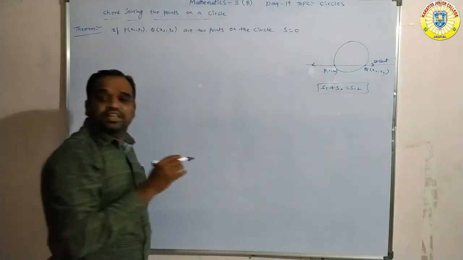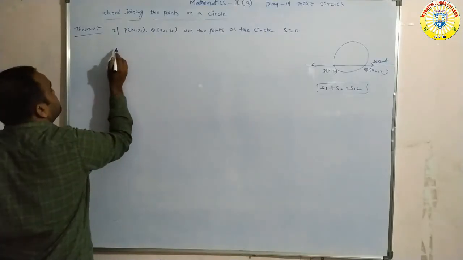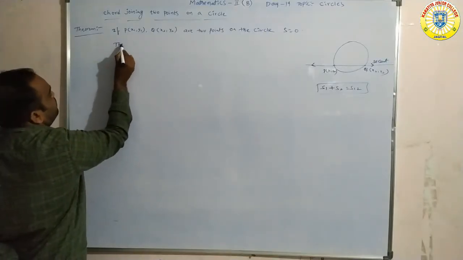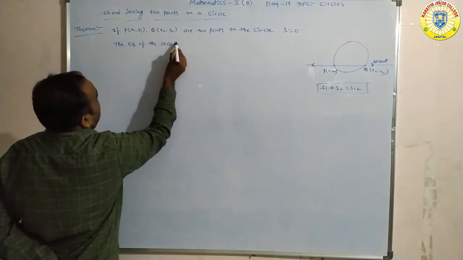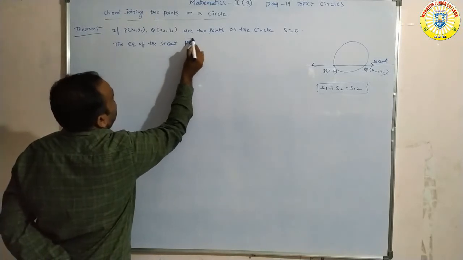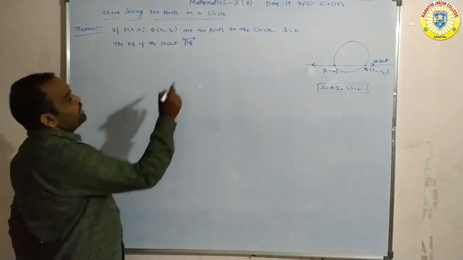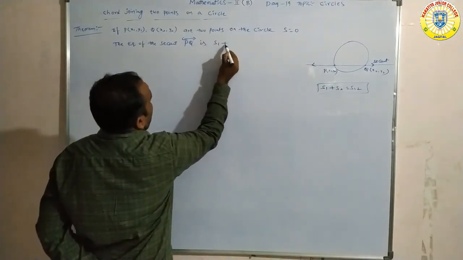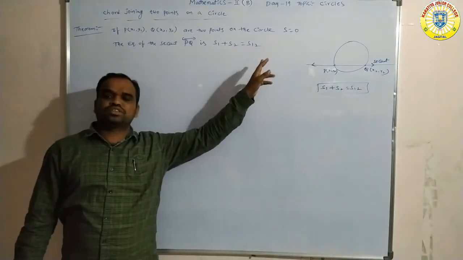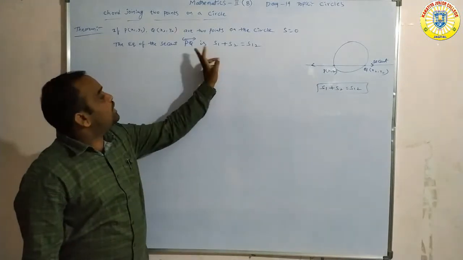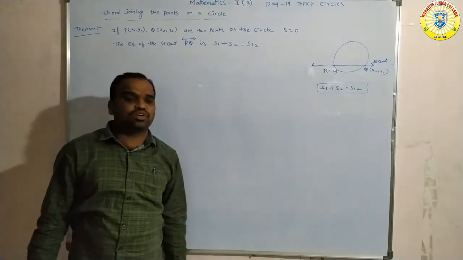next we write the equation of the secant PQ. The equation of the secant PQ is S1 plus S2 is equal to S12.